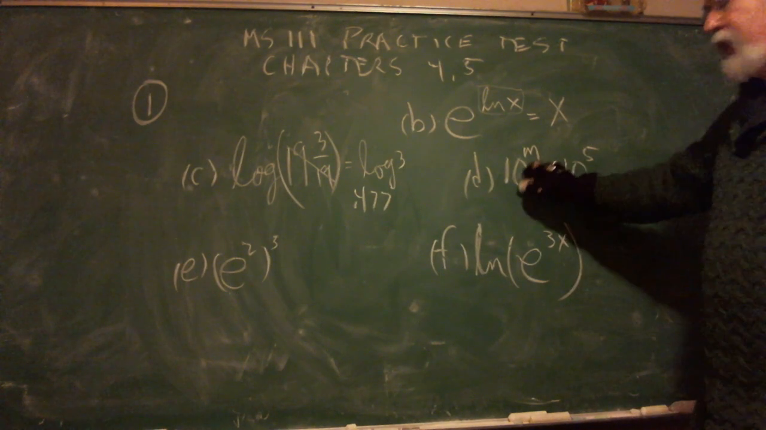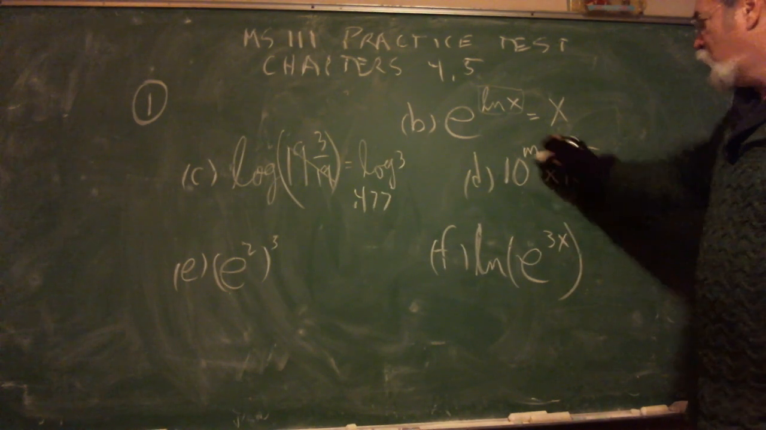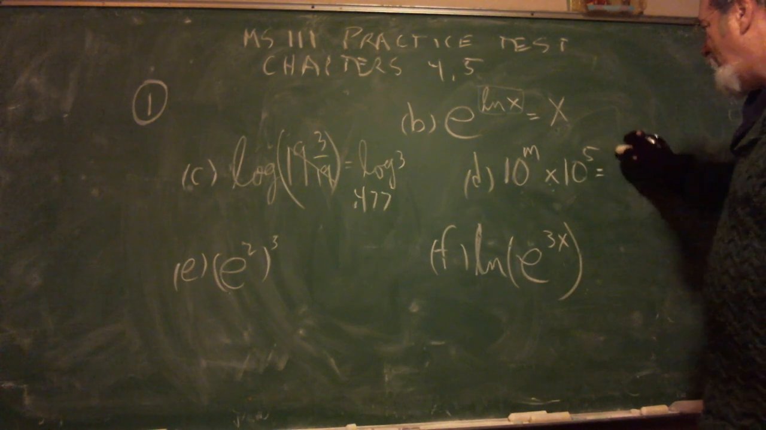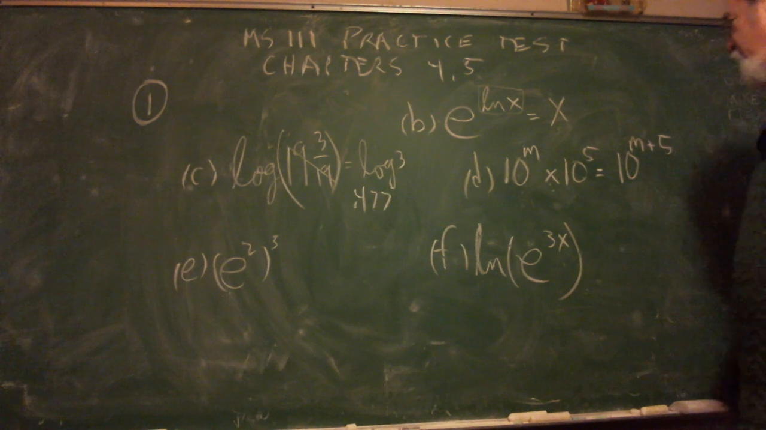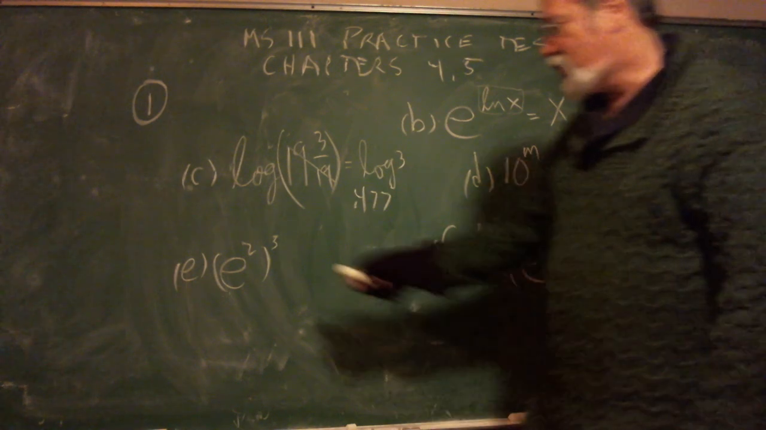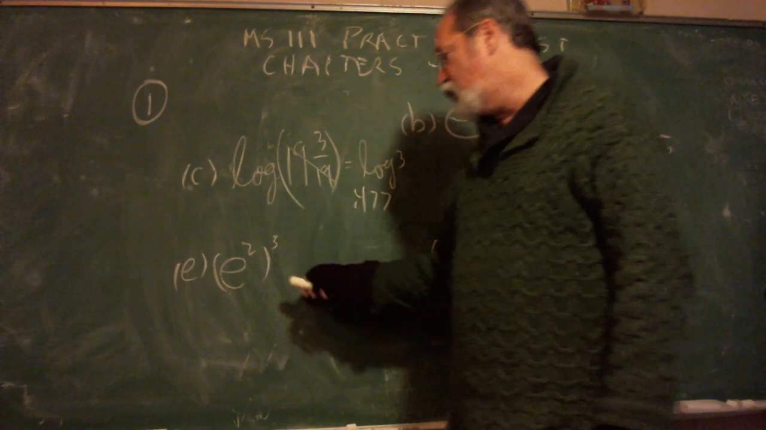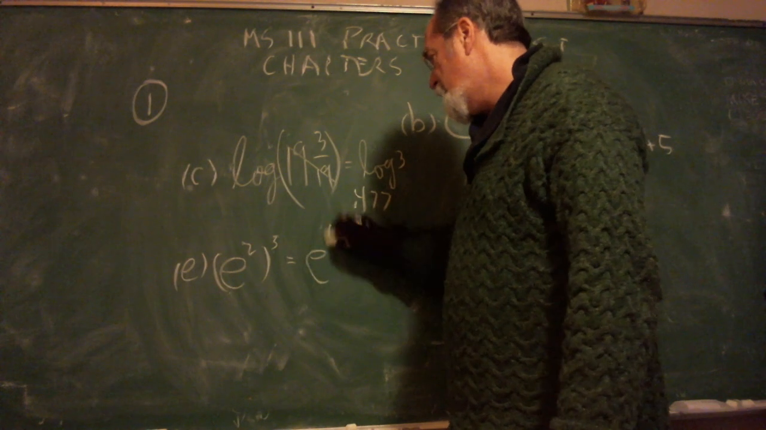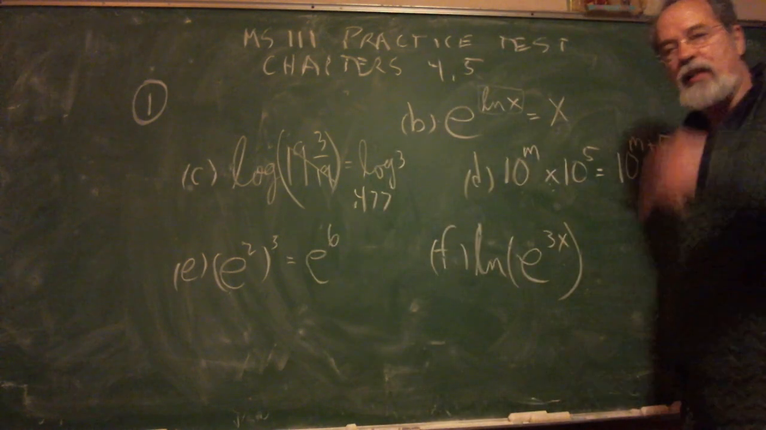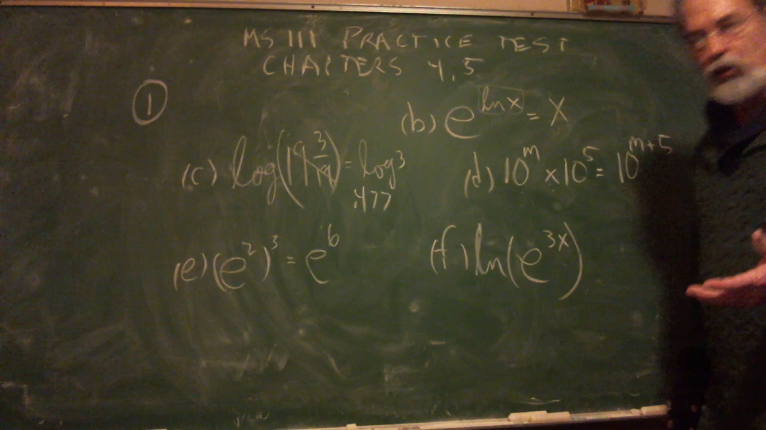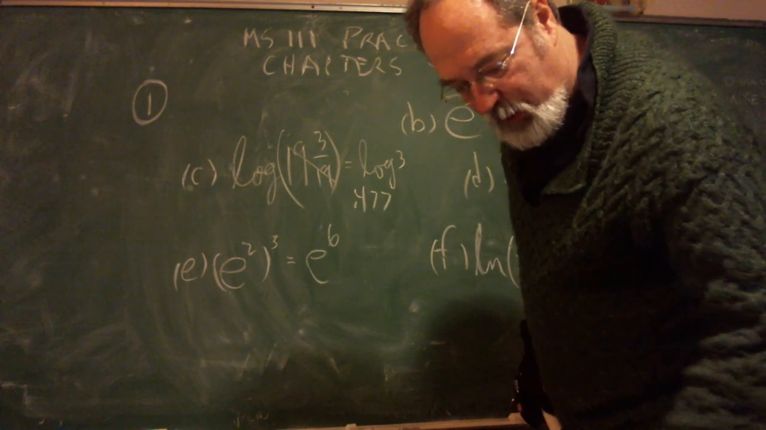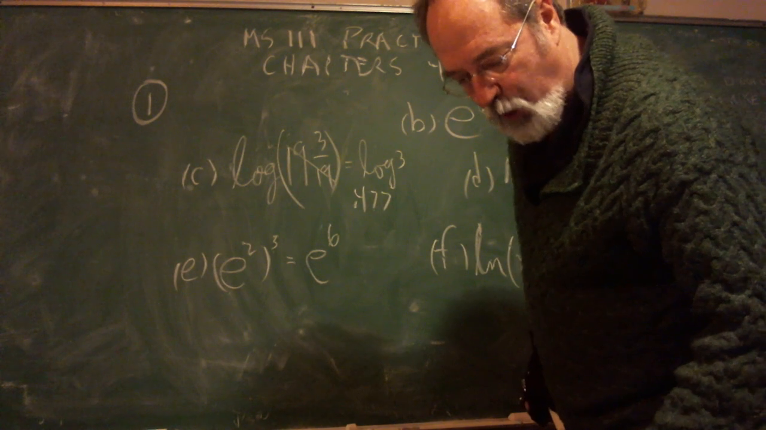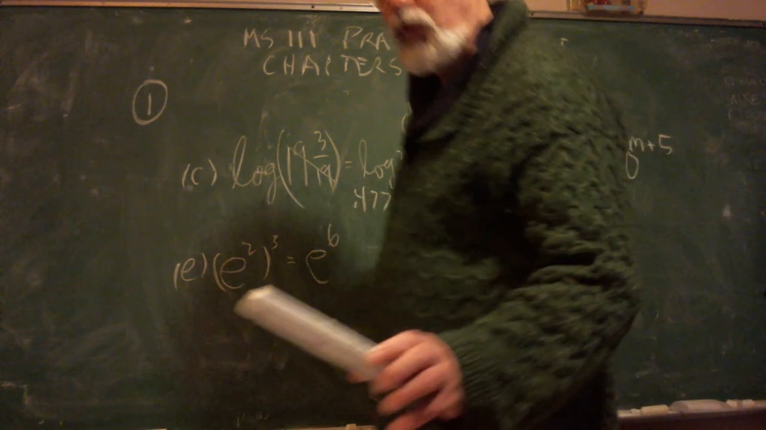Letter D, it's a rule where you have something to a power times the same thing to a power. You add the powers. That power should be m plus 5. Next up, here's something to a power raised to a power. So you multiply the powers. That's e to the 6th. I want to see the e to the 6th if it's a rule question. If it's an evaluation question, you can do e to the 6th if you want to. It's more writing. It comes out to be 403 if you do it on your calculator.